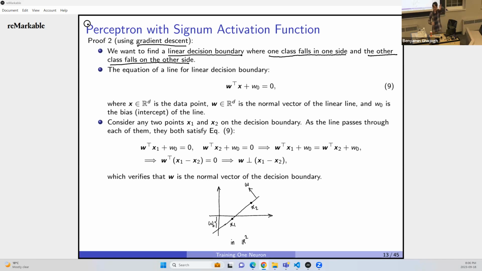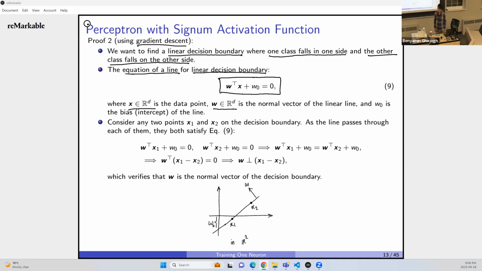So assume my classes are linearly separable, then I can draw a line between them to separate them. The equation of a line for a linear decision boundary is this. This is a linear or affine decision boundary: W transpose X plus W0 equals 0. This is the equation of a line, where X is d-dimensional and W is d-dimensional.